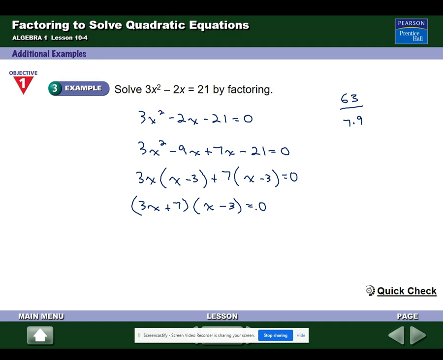And then we need to use the zero product property. 3x plus 7 equals 0, or x minus 3 equals 0. Subtract 7 from both sides here, and divide by 3. We can just leave that as a fraction, negative 7/3.